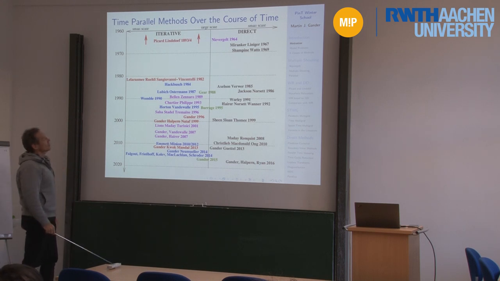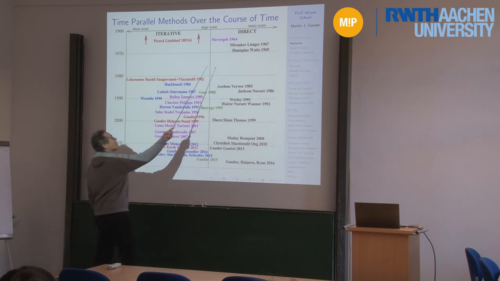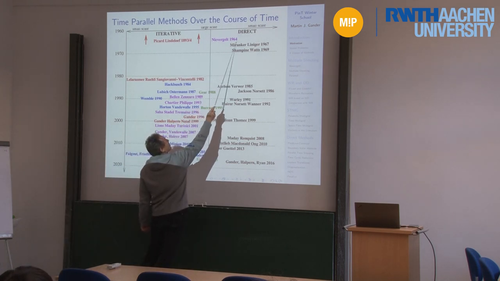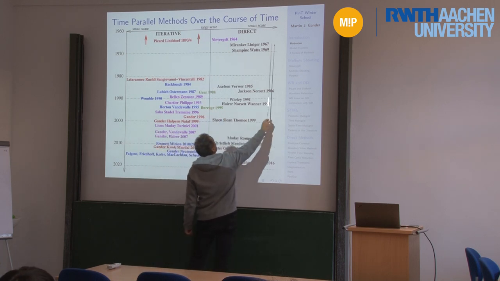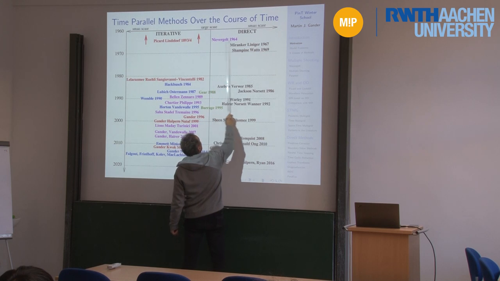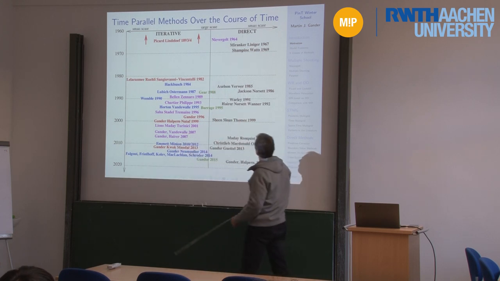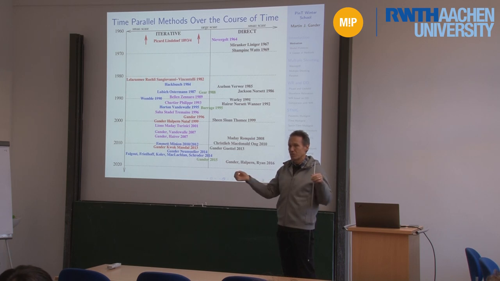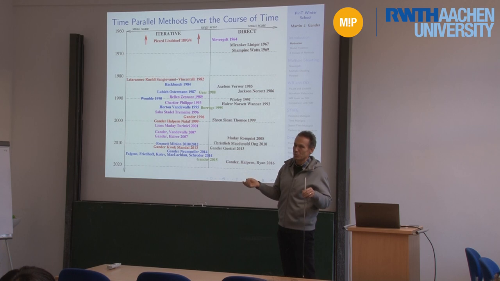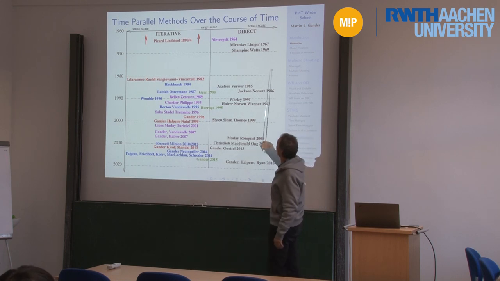And these colors encode different types of methods. There are the magenta methods that start with Nievergelt. We've seen a quote of his. And this is in the direct methods category. These are methods that don't iterate on the solution, but nevertheless calculate such trajectories in parallel. That even feels less intuitive. That virtually feels like not possible, to have a direct method that calculates in parallel.